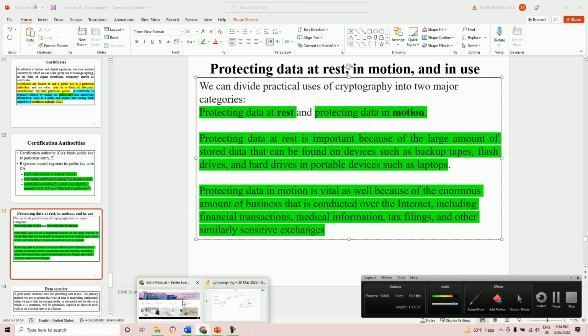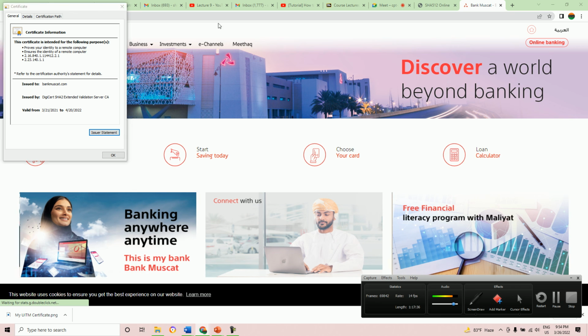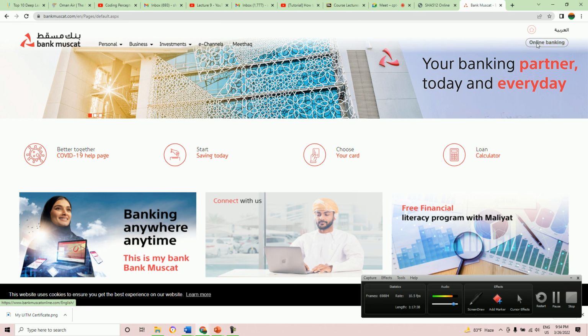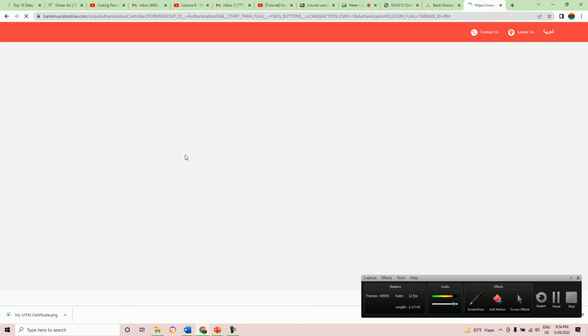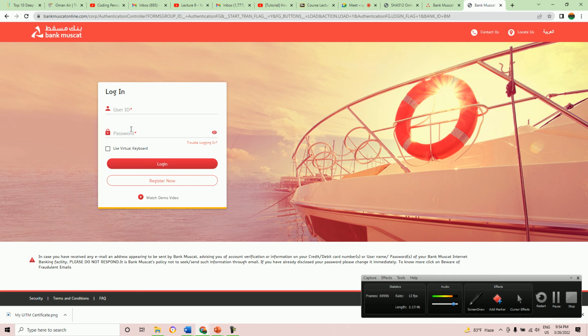For example, you go to Bank Muscat, online banking. Okay, so you can enter your username and password. These are very important. They should be encrypted. Otherwise, somebody in the network can capture this message and they can see your username and password, right? So you can see it is already encrypted. That's why you can see this secured website lock, padlock.